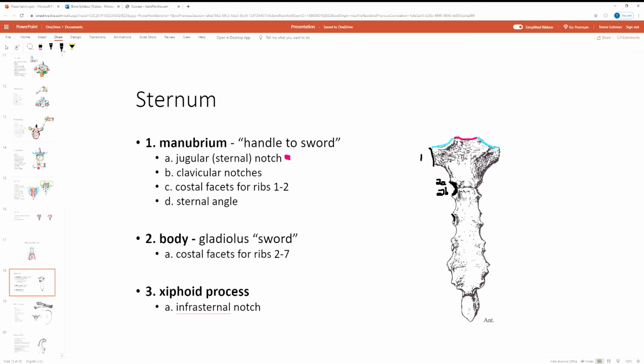So let's go ahead and label the rest. So there's 3, 4, 5, 6, and 7. So costal facets 1 through 7, all labeled there. And I skipped the sternal angle. We can't see it in this view, but if I were to draw the manubrium and the sternum from a lateral view, this angle right here is called the sternal angle. So I'll write SA.